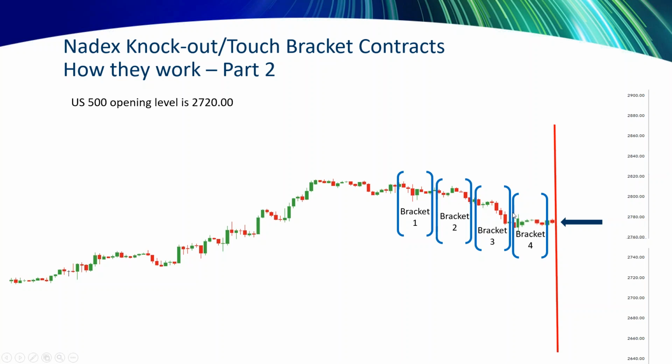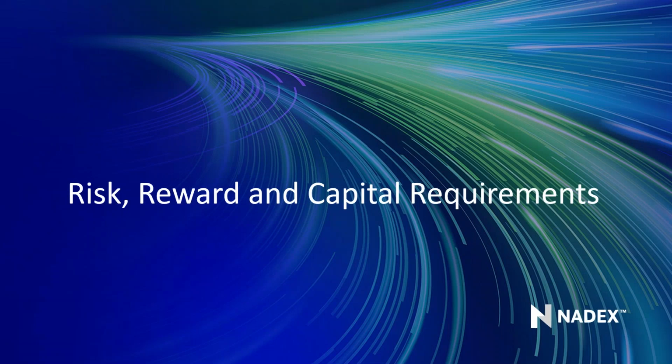But all of these brackets are going to expire at 27.80. That's the final settlement for all of those, so they'll all expire at the same level. And that's how they expire by time. Wherever the underlying market is, the underlying indicative, that's where they're going to expire, and they'll all expire at the same level. So let's take a look at some risk, reward, and capital requirements.